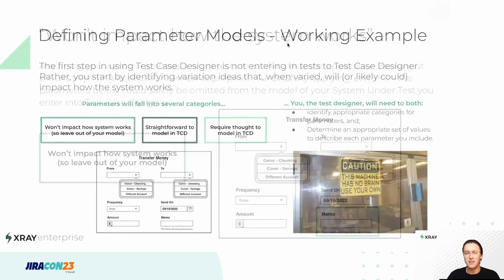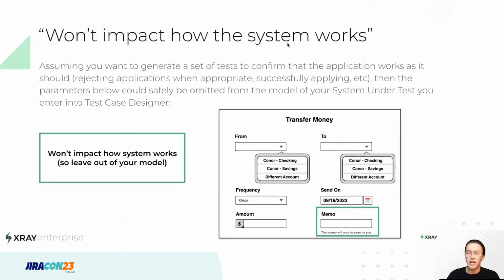Let's move on here. So, diving right into that first type of idea that you're going to come across when you're analyzing a system under test, analyzing your requirements, and so on. These are going to be ideas that do not ultimately impact how the system works. And if those factors truly do not impact the system in different ways by varying in different ways, then we're not going to include them in our model. That's essentially what we're getting at here.